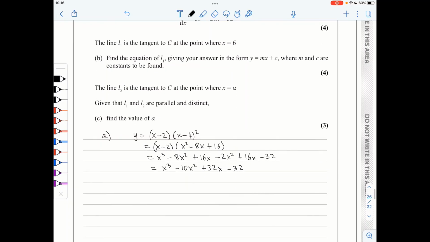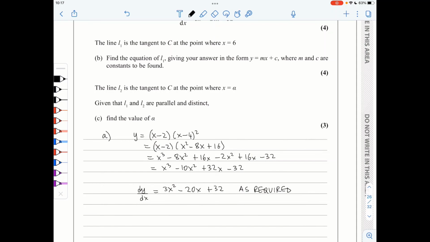Now let's differentiate dy/dx. Well, I get the power down, deduct 1 from the power: 3x² minus 20x plus 32, as required. That was 4 marks. So we expand and we differentiate.